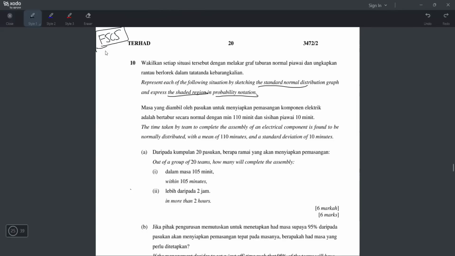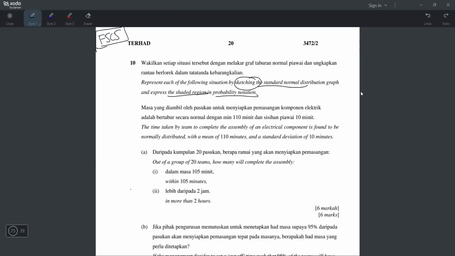And this question is a bit different because they ask us to sketch. Yeah, they want you to sketch the normal distribution graph. Usually they don't ask us to sketch one. Yeah, more because I did a lot of Addmaths trial set already. So most of the time they don't ask us to sketch one. But this one they ask us to sketch. So kita kena sketch lah.